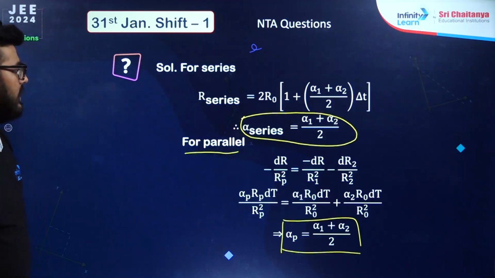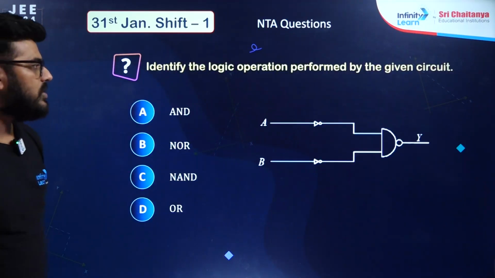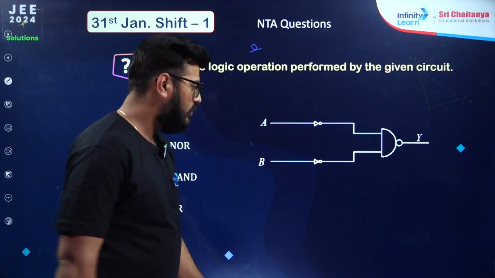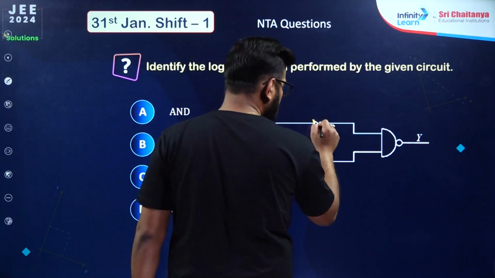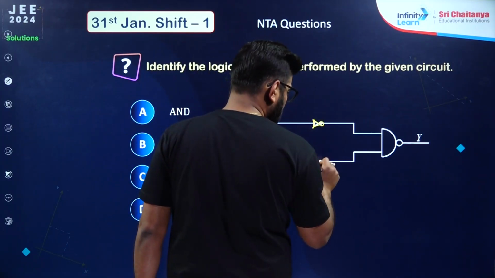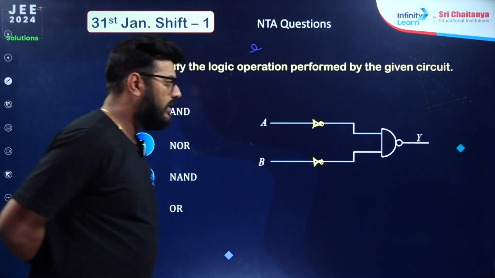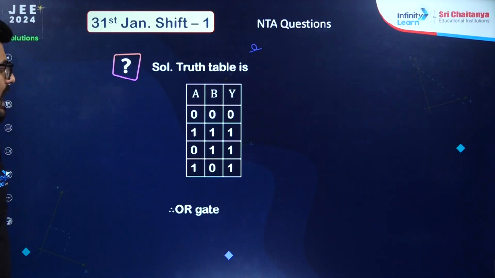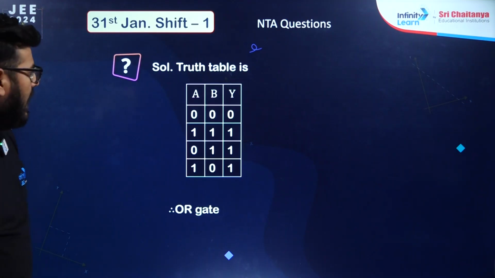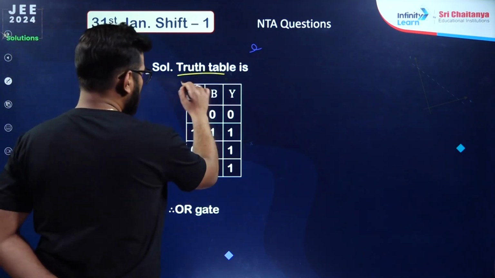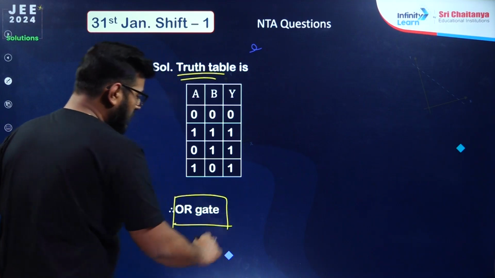Okay. Moving ahead for the next one, identify the logic operation performed by the given circuit. So this over here is a NOT gate. Okay, this over here is a NOT gate, and this over here is basically the AND gate, NAND gate. Okay, and finally, when you create a truth table, the final answer will be an OR gate.